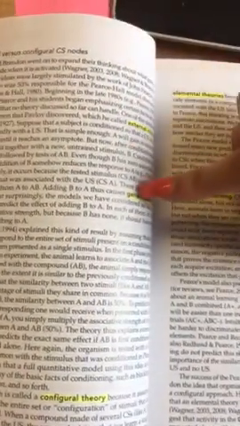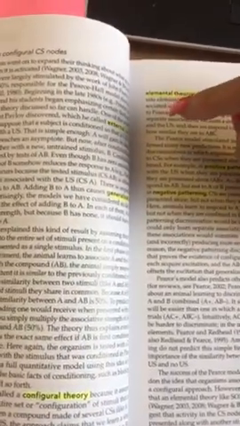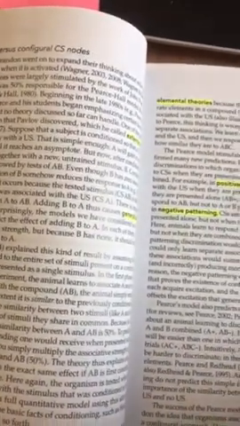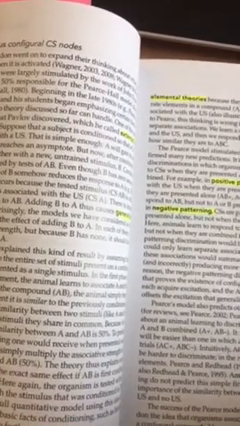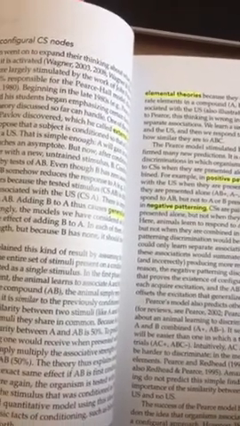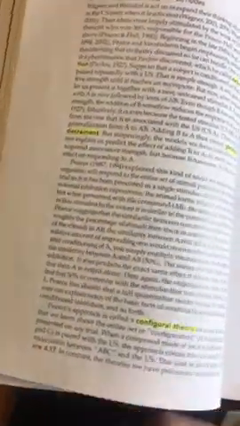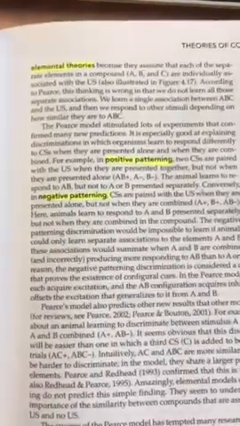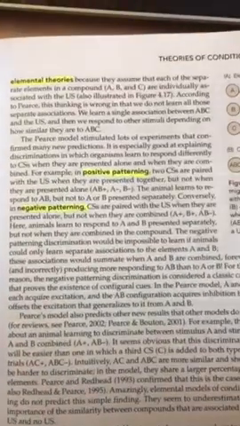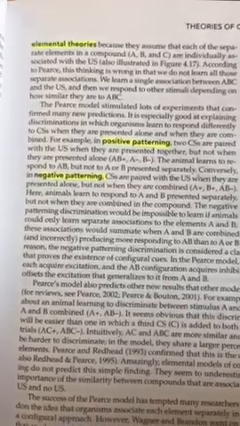We are introduced to a couple of important people, such as the Pearce-Hall model, and his approach is the configural theory, which assumes that when organisms receive classical conditioning with a compound conditional stimulus, they associate the entire compound with the unconditional stimulus rather than forming separate associations between each of its elements and the unconditional stimulus. In contrast, we have elemental theories, which assume that when organisms receive conditioning with a compound conditional stimulus, they associate each element of the compound separately with the unconditional stimulus.